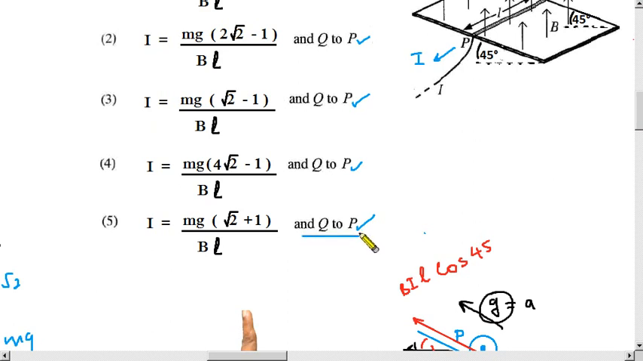The direction is also correct, we marked it as correct, we checked it previously. Root 2 plus 1 is this one, so the fifth one is the answer for this question.